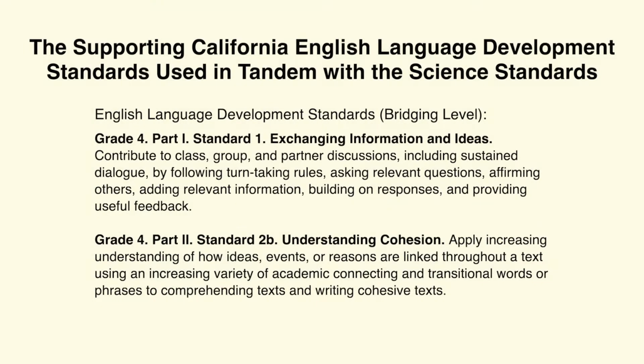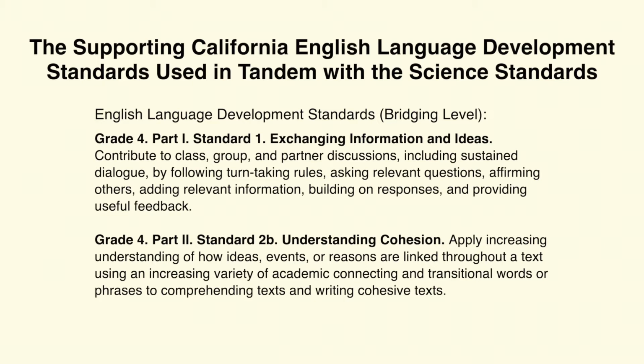The supporting California English Language Development Standards used in tandem with the science standards. The English Language Development Standards at the bridging level are Grade 4, Part 1, Standard 1, Exchanging Information and Ideas, where students contribute to class, group, and partner discussions, including sustained dialogue, by following turn-taking rules, asking relevant questions, affirming others, adding relevant information, building on responses, and providing useful feedback.